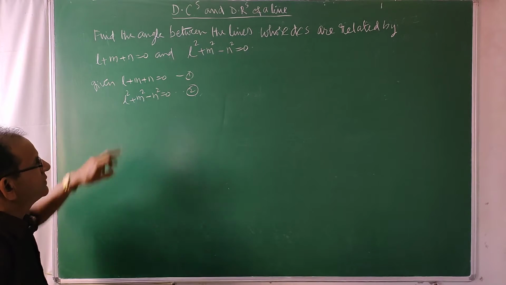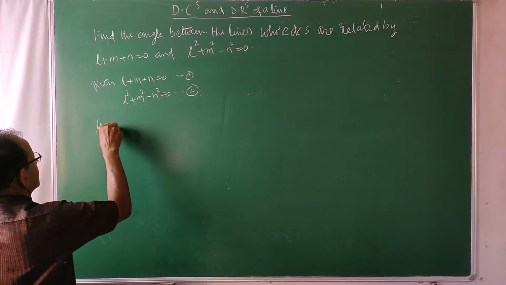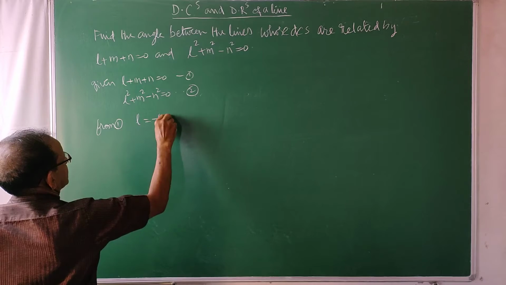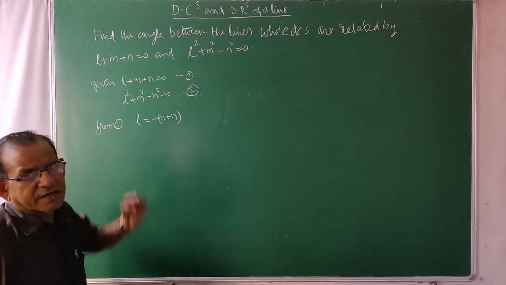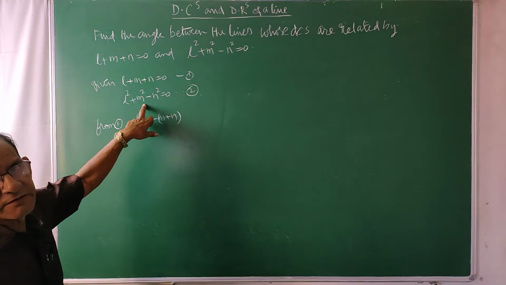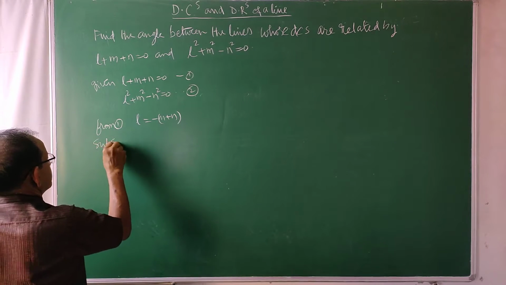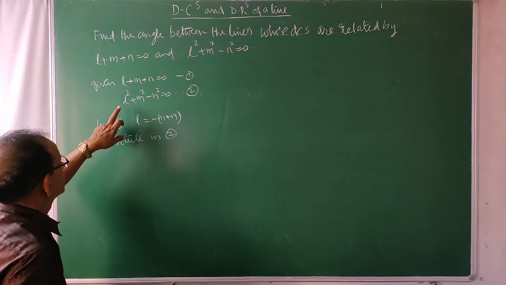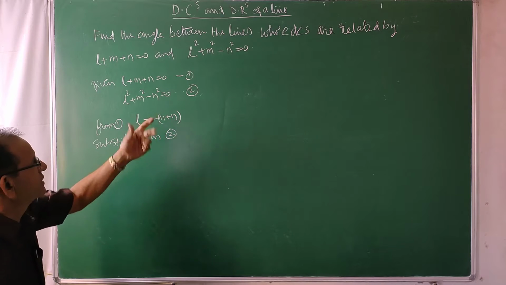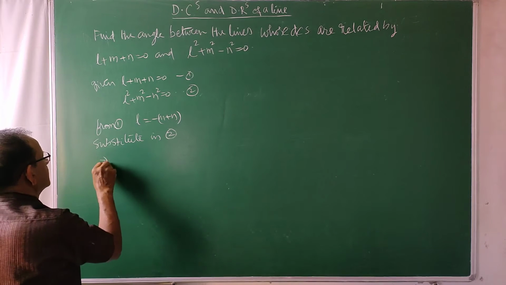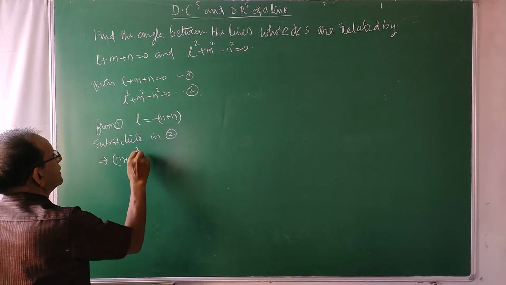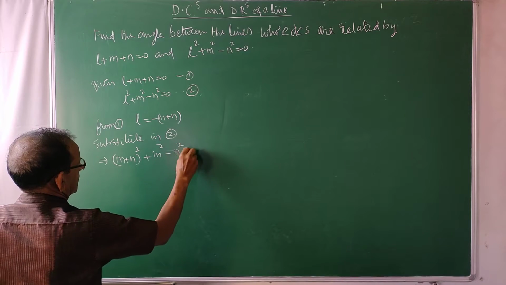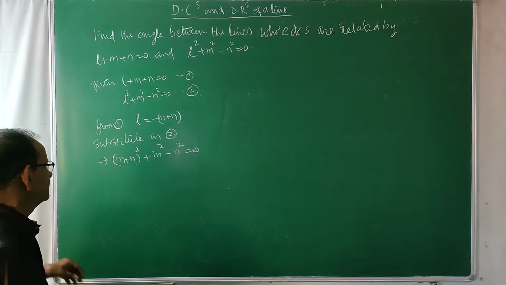Now, from the first one, from 1, l is equal to minus of m plus n. Substitute this value in the second equation. Then you will get l square means minus of m plus n whole square, that is m plus n whole square only. m plus n whole square plus m square minus n square is equal to 0. Let us expand this one.